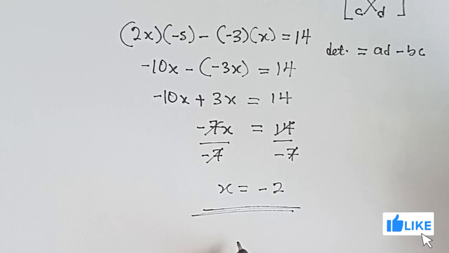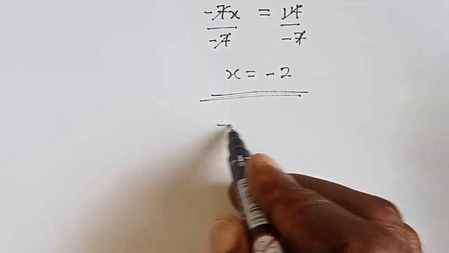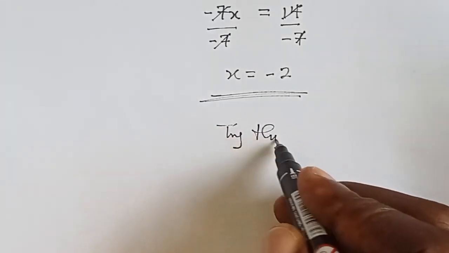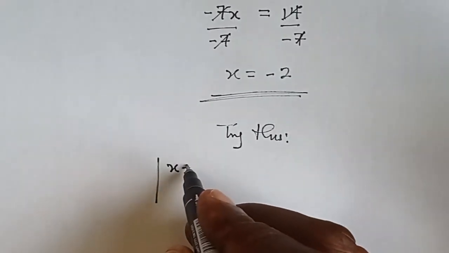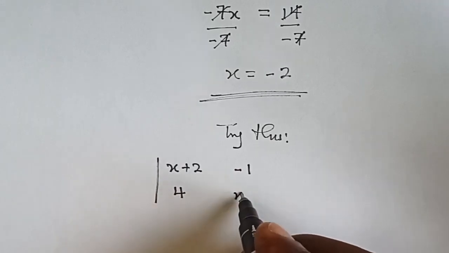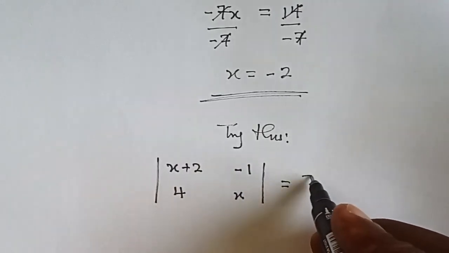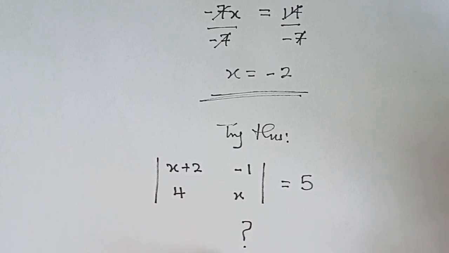Now I want us to try something very similar. So let's try this. We have x plus 2, minus 1 here, we have 4 here, x here, and everything equals 5. Let's find the value of x, and write your answer in the comment section.